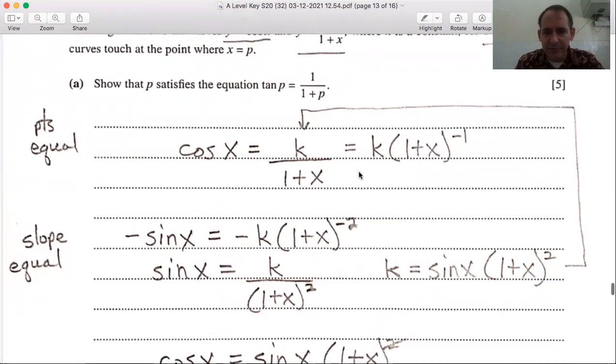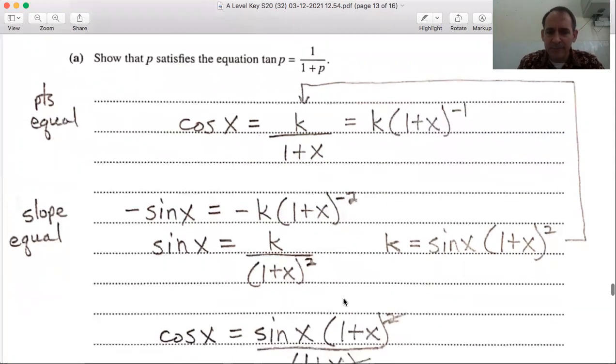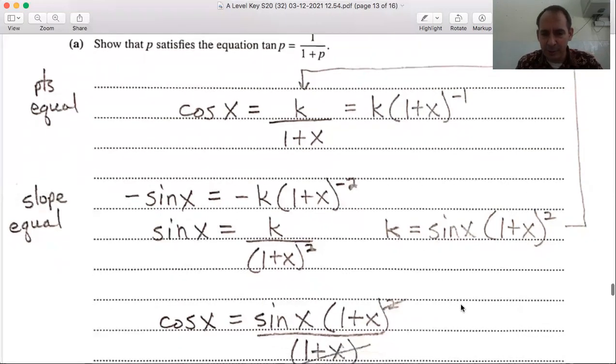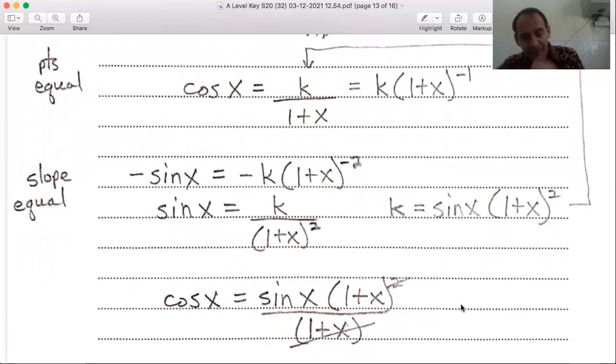The derivative of this over here: move the denominator up. This is our variable that we're deriving. The negative 1 multiplies to the front. Subtract 1 gives you your negative 2, which moves it downstairs as a 1 plus x squared. The derivative of the inside is just 1, so you don't have to worry about that. If you solve for k, you get k equals sine x times 1 plus x squared.